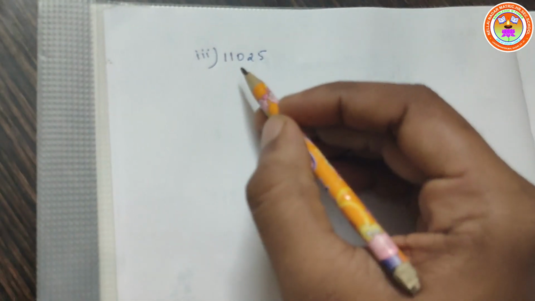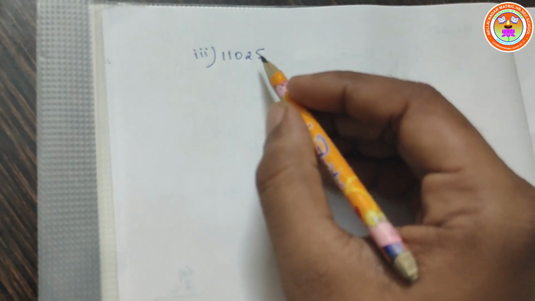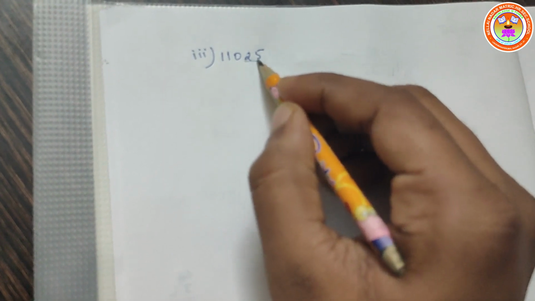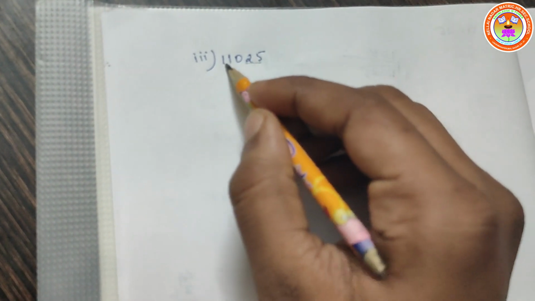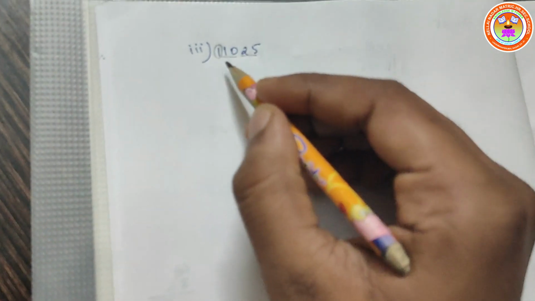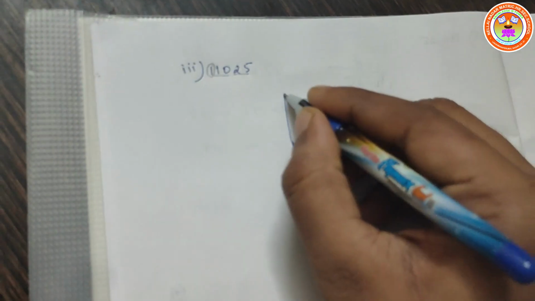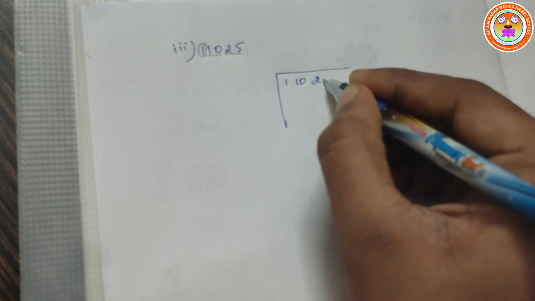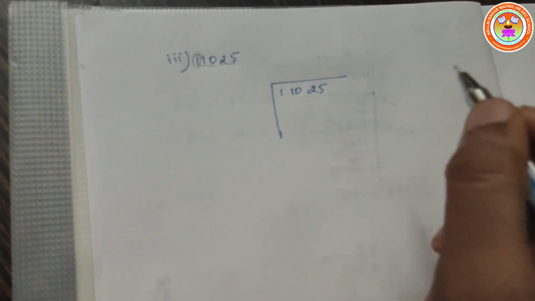Here, 11,025. You have to pair from the ones place. Ones and tens one pair, and hundreds and thousands one more pair. The 10,000 is a single digit. You keep it as it is. While doing the long division method, you have to write according to that. This 10 is one pair, this 25 is another pair. Like this you have to pair it.